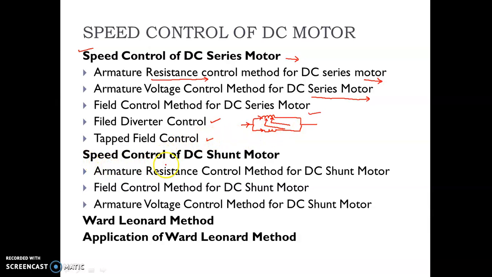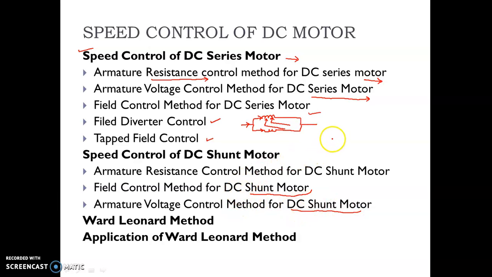Another is the speed control of DC shunt motor. For the DC shunt motor also there is the armature resistance control method. Armature resistance control means we can insert some resistance in the armature and control the speed of the DC shunt motor. Then there is the field control method of DC shunt motor, and armature voltage control methods for DC shunt motor.